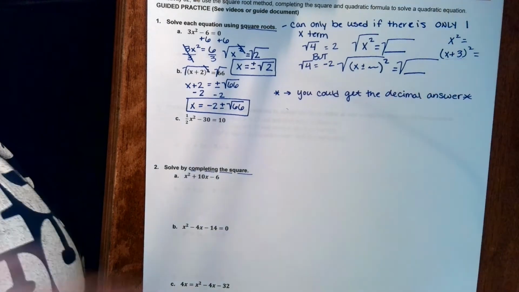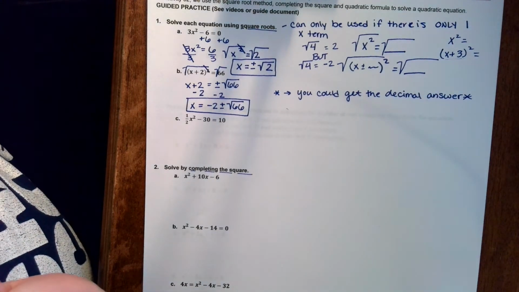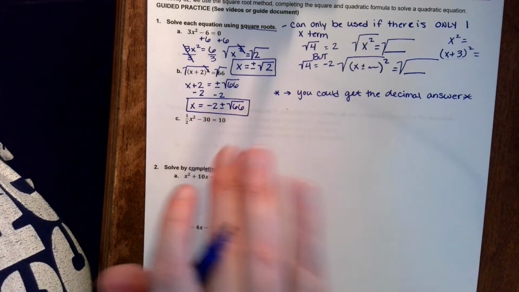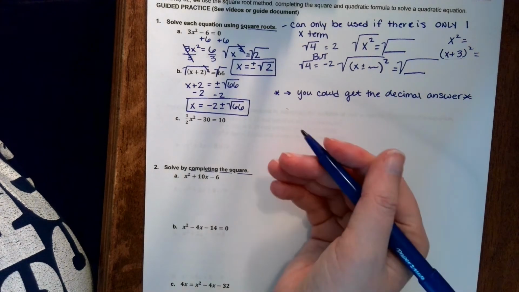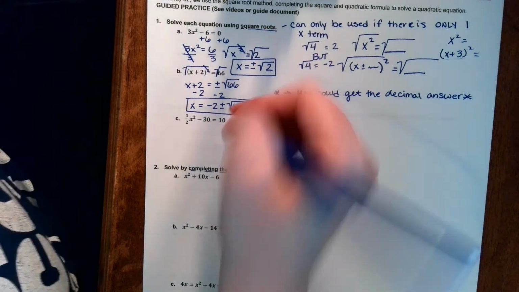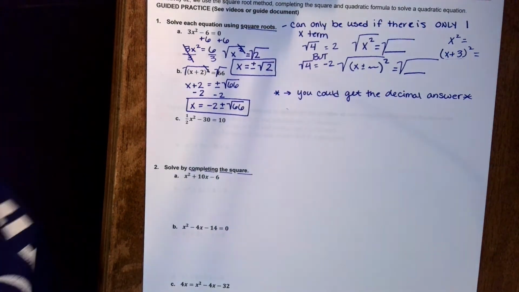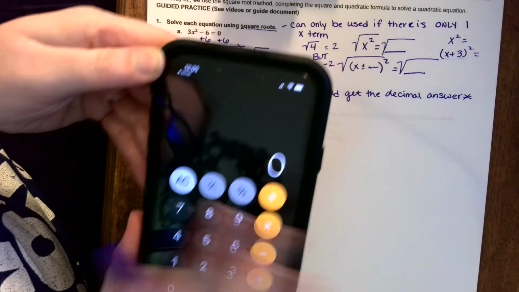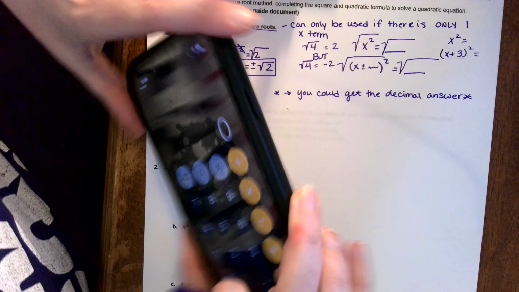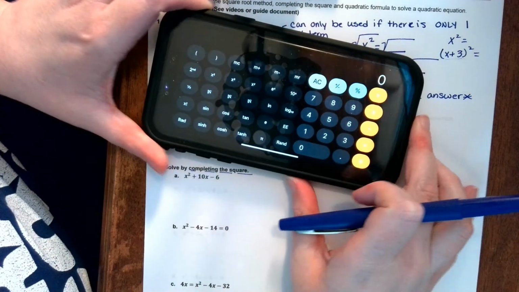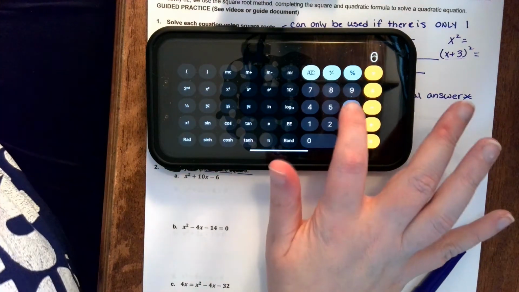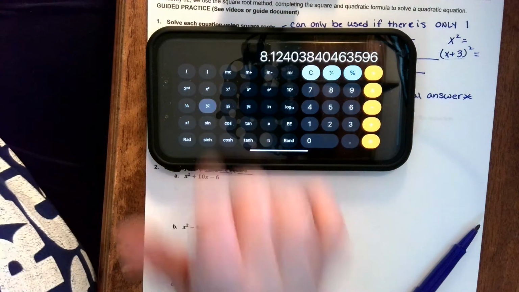It really depends on what your teacher wants. I usually, with my kids, like it left as a radical, but if for some reason you needed the decimal answer, I'm going to do this on my phone real quick. If you did not know, you can do square roots in your phone. You just have to turn your calculator or your phone sideways. So we're going to do 66, take the square root of it.